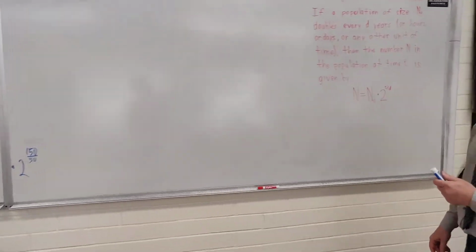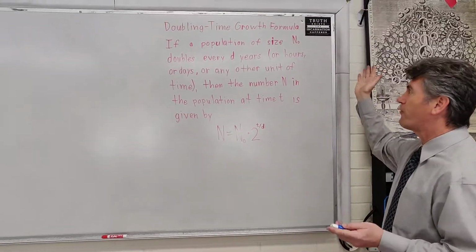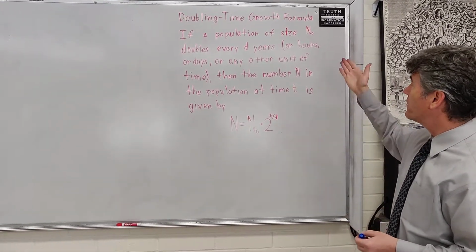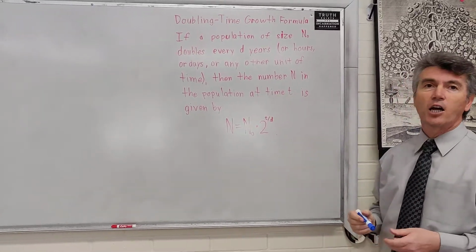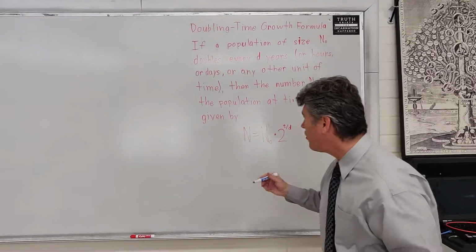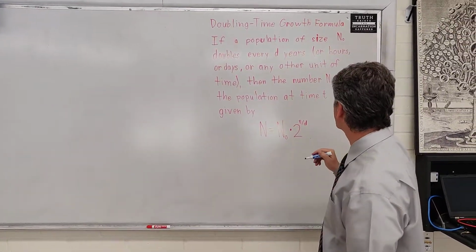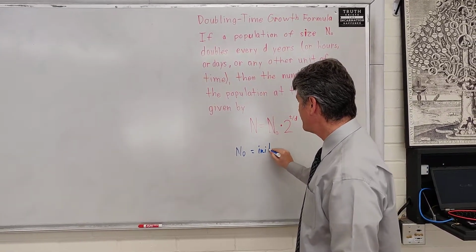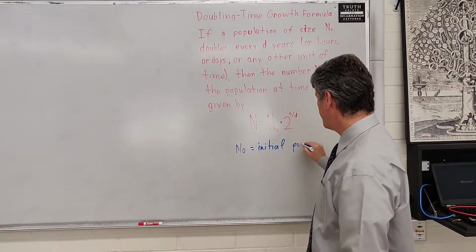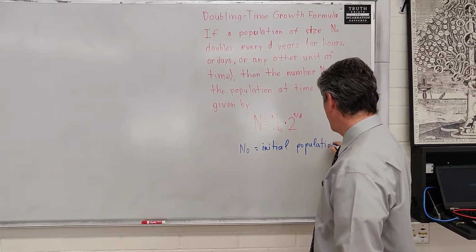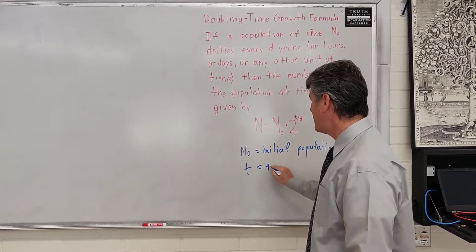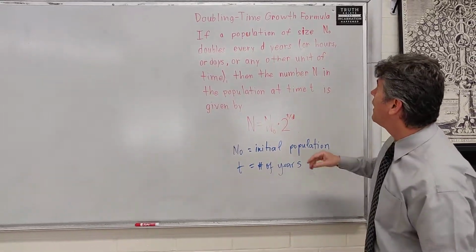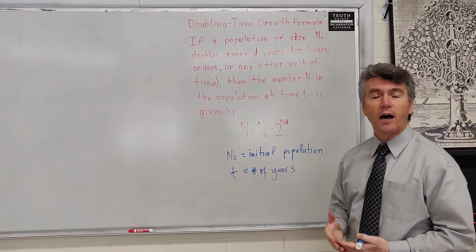Let's take a look at the formula. This is known as the doubling time growth formula. Obviously growth because the population is growing. And we start with the population of size N naught, which is the way in which the English say 0. So N naught is your initial population. And t is the number of years. And d is known as the doubling time.